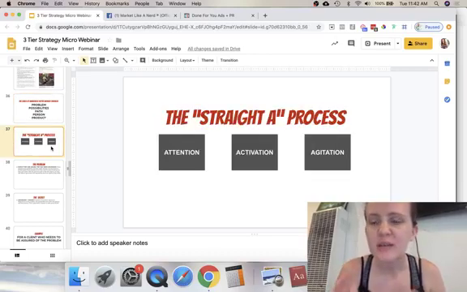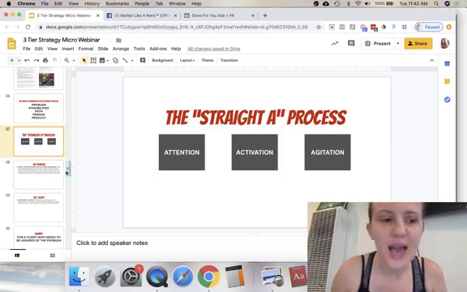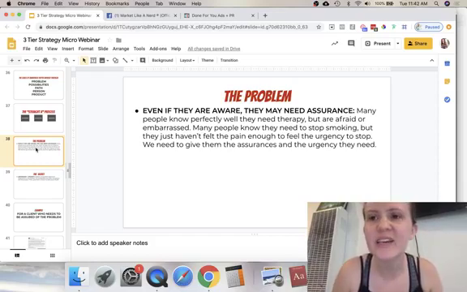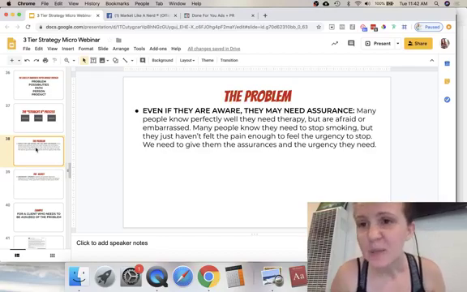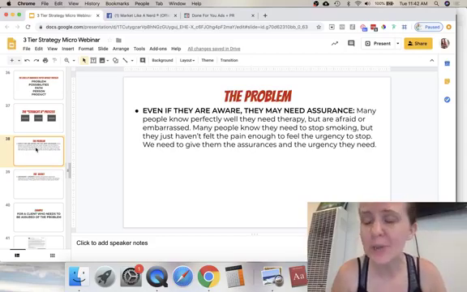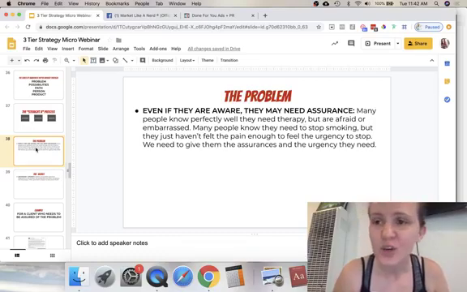So that's where this last piece comes into play in this straight A process: you need to agitate. Agitation is the last piece, and the reason this is so important is that even if a prospect is aware, they might need assurance. Many people know perfectly well that they need therapy, and they know where to find a therapist, and maybe even the right type of therapist that would work for them. They know what options exist for them, but they're afraid or embarrassed, and they need assurance around that.